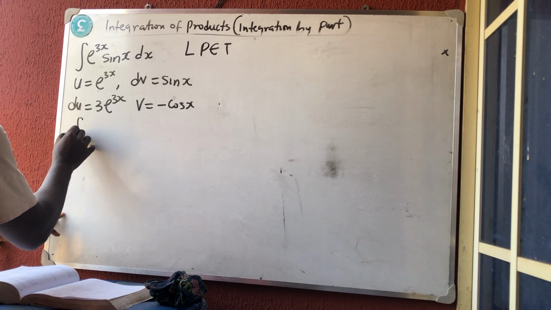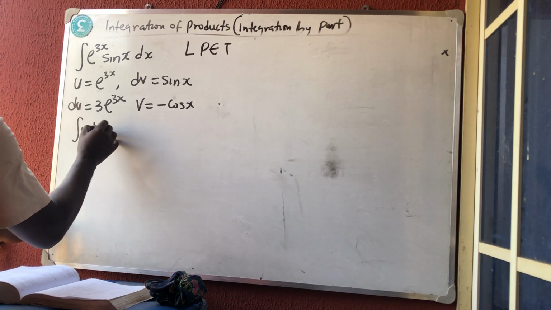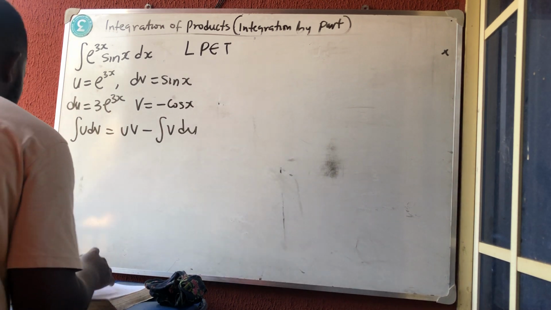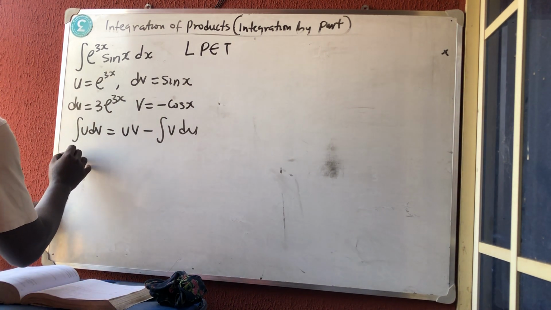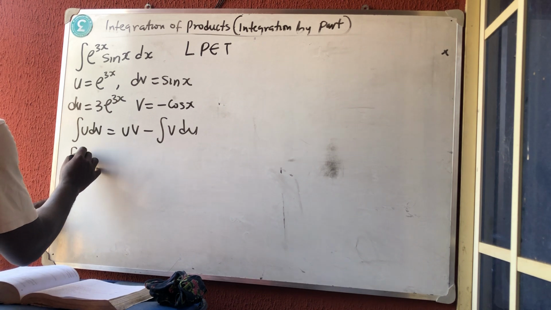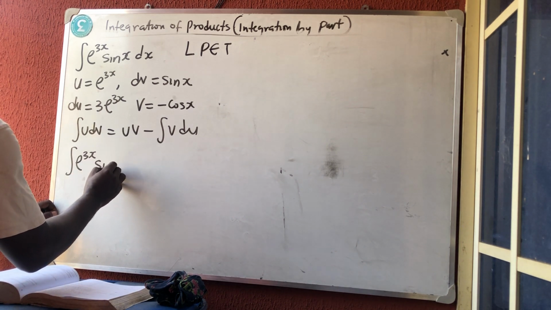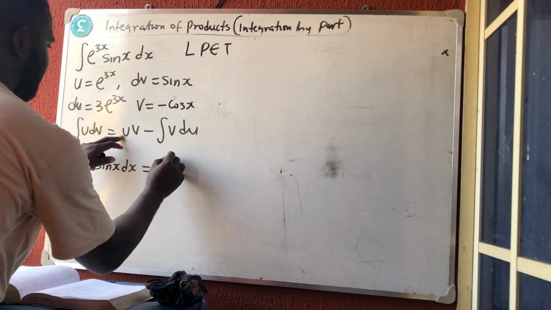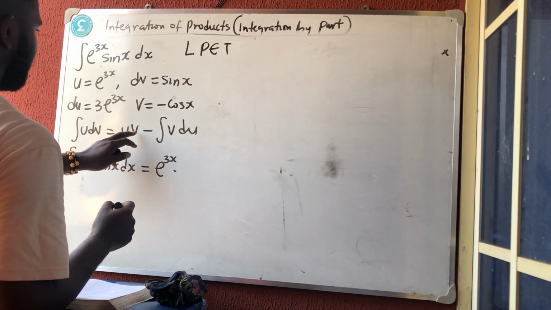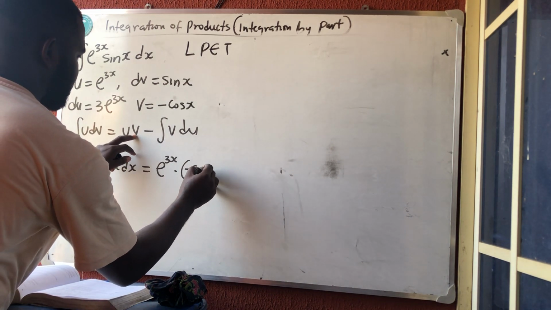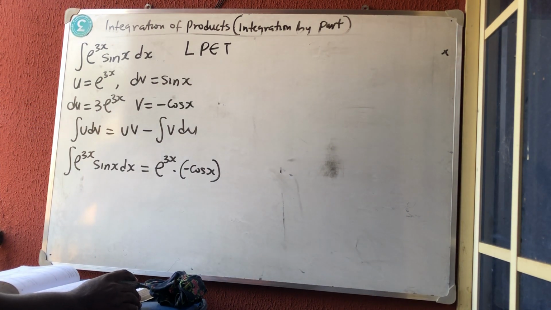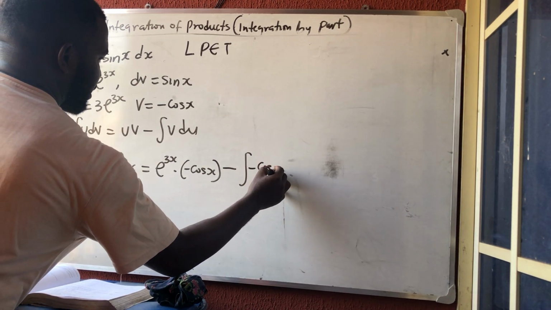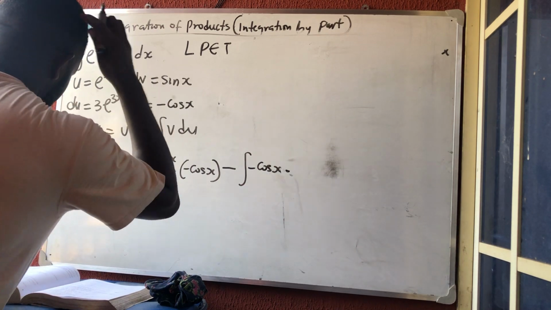My formula says the integration of u dv is equal to uv minus the integration of v du. So let us substitute. If I substitute, the integral of e raised to power 3x sine x dx, which is the question, is equal to u times v, where v is minus cos x, minus the integral of v, minus cos x, times du.